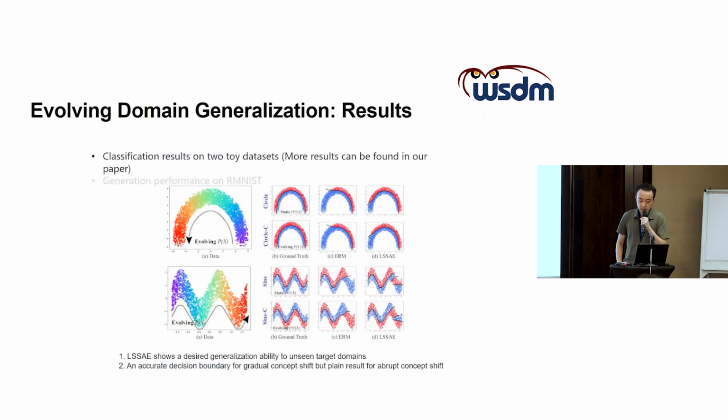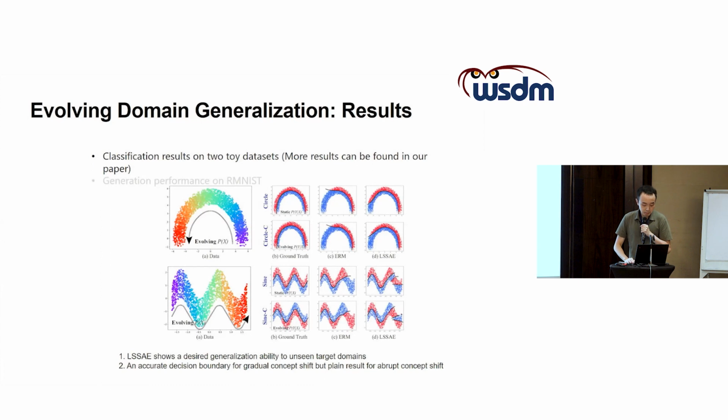Okay, so here is the visualization result. As you can see, based on this evolving pattern on this toy dataset, we have the ground truth, something like a half circle. By applying the traditional ERM, we are not able to model the dynamic change of this concept shift. So ERM fails here. But by applying this LSSAE model, we can better capture this evolving information based on both the data as well as the concept level.